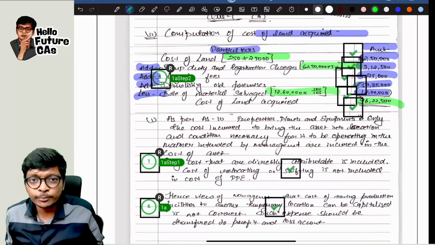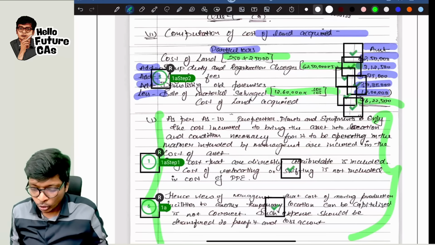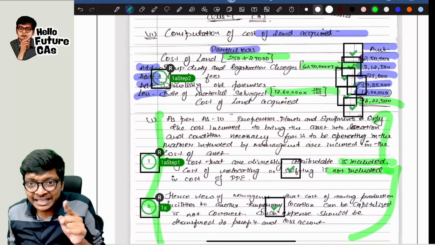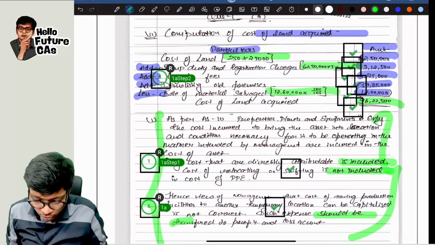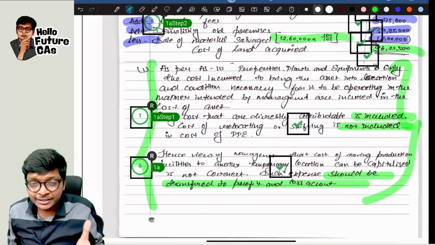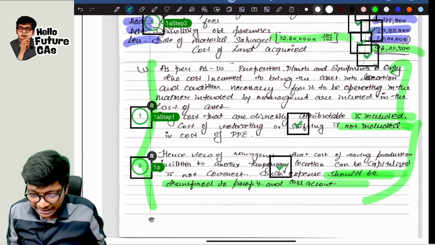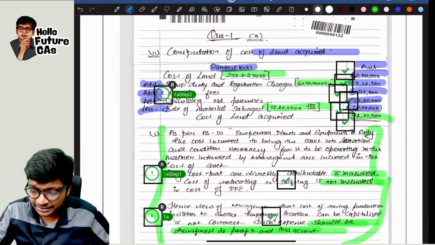But the most important part is giving explanation below as to why something is included and why something should be transferred to P&L account. Look at this. He's not only saying it should be excluded, he's saying this should be transferred to P&L account. This is one answer, guys.